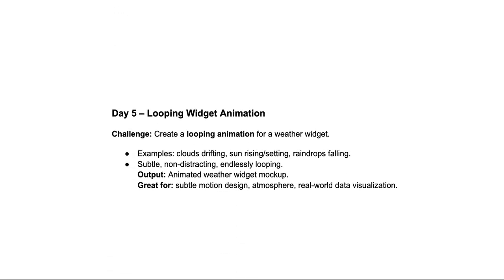Day 5 is a looping widget animation. So create a looping animation for a weather widget. This could be clouds drifting, the sun rising, setting, raindrops falling. You want to make it so that it's delightful but not distracting, and make it so it does have an endless loop, and that could mean that it has a continuity to it so that you don't see that it is looping. It just looks like continuous motion, or it could have a starting and end point. So this would be an animated weather widget mockup.